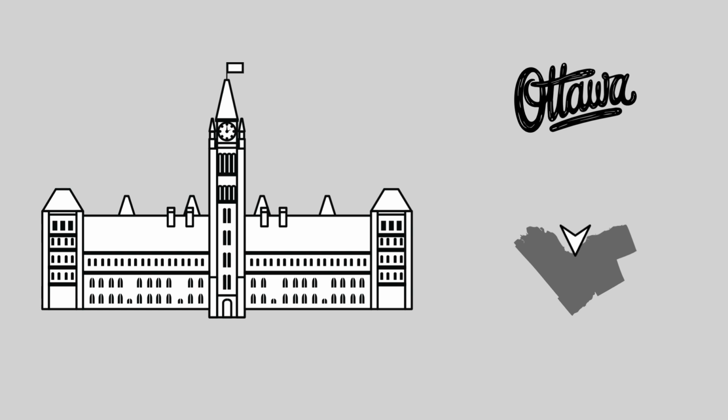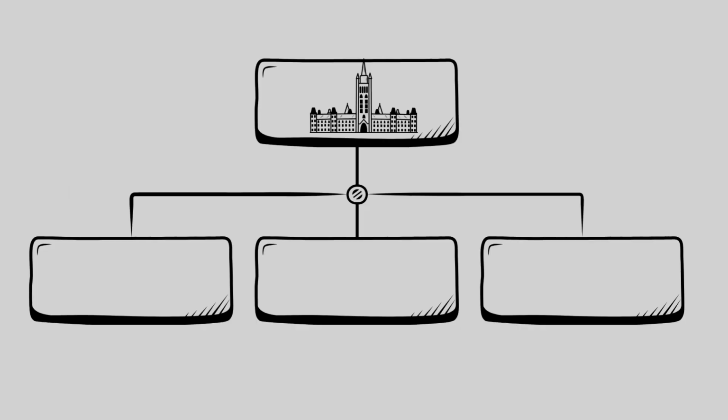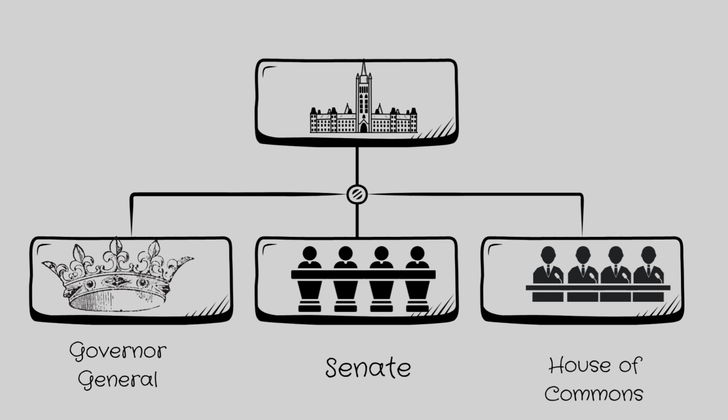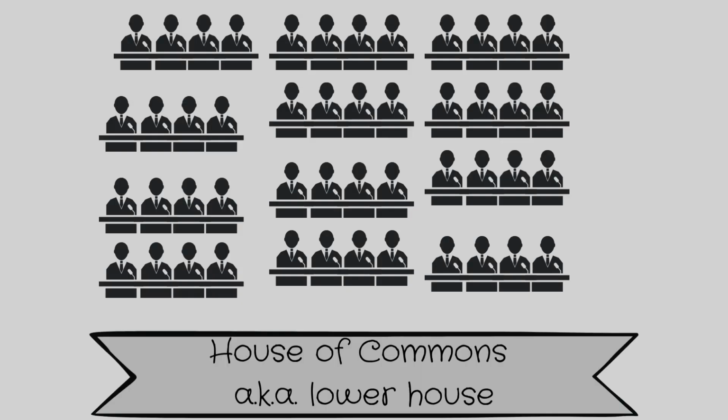The Canadian government is run from Parliament, located on Parliament Hill, Ottawa. Parliament is made up of 3 parts: the Governor-General, the Senate, the Upper House, and the House of Commons, the Lower House. The House of Commons is the dominant body in making government decisions.